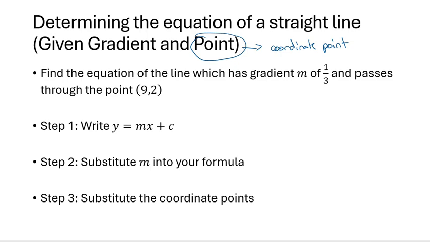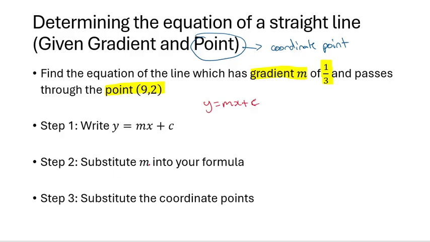So let's just read the question carefully. Find the equation of the line which has a gradient m of one third and passes through the point (9, 2). So step one, I always just write out my formula, y equals mx plus c. Just write it up there.